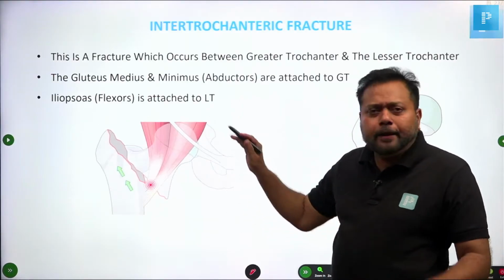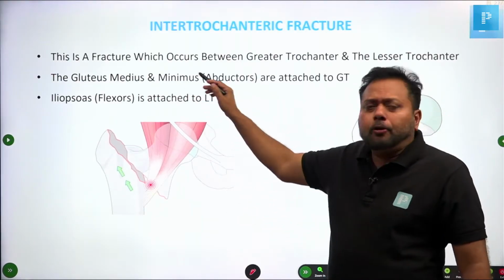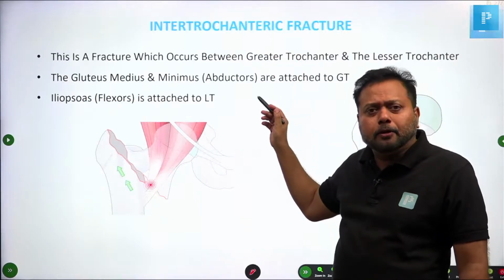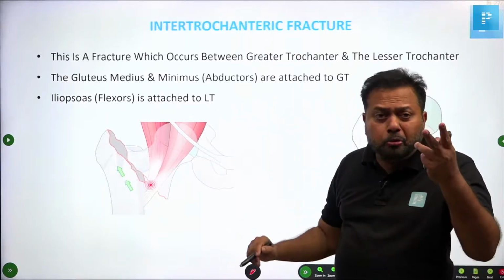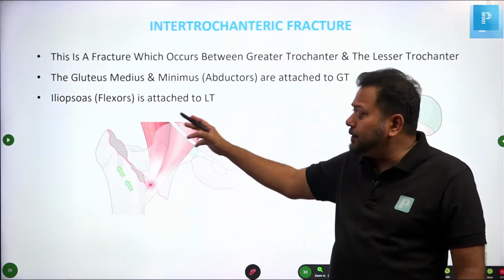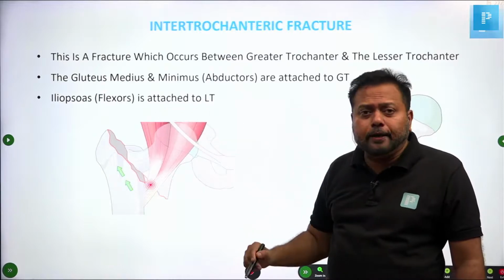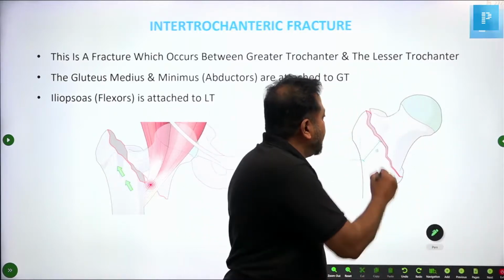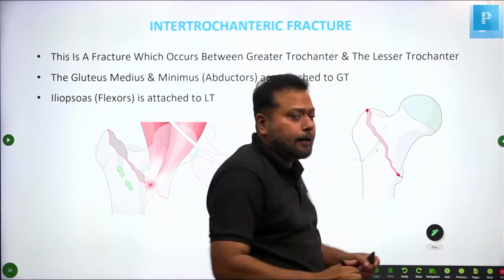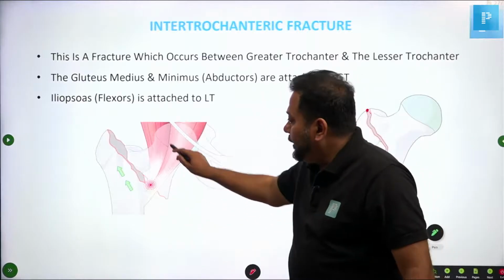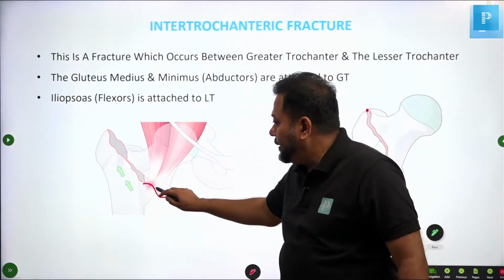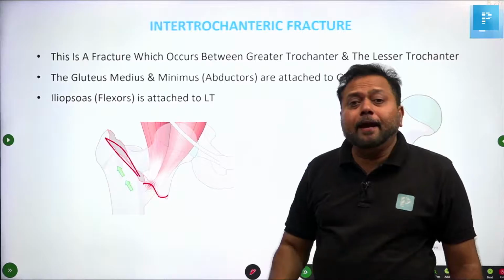Everyone knows intertrochanteric fracture is between greater trochanter and lesser trochanter. In greater trochanter, 2 great muscles are attached, medius and minimus. In lesser trochanter, iliopsoas. So whenever a fracture happens between greater trochanter and lesser trochanter, the muscles are pulling, so invariably the fracture will be displaced.